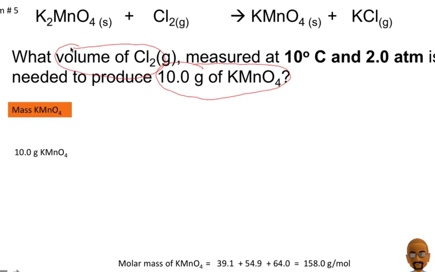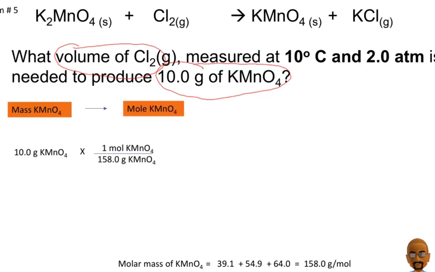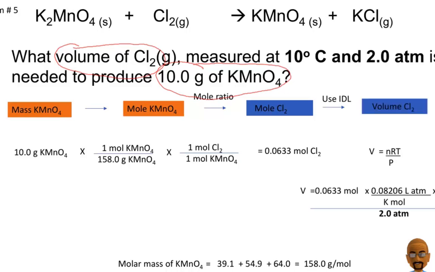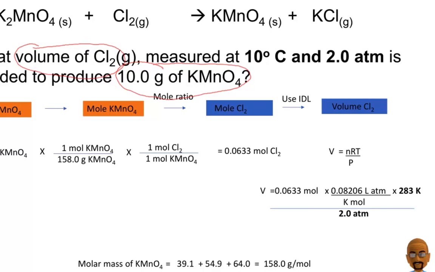So just using regular stoichiometric procedures, we'll start with 10 grams of potassium permanganate. We'll use the molar mass of potassium permanganate to get to moles. We'll use a mole ratio of chlorine to potassium permanganate. We see that we'll calculate 0.0633 moles of chlorine. The question asks for volume of Cl2. So we have moles. To get to volume, again, we'll use the ideal gas law, solve for V, for volume. V equals nRT over P. And we'll simply insert the information that's given in the problem, and we get 0.74 liters of Cl2.